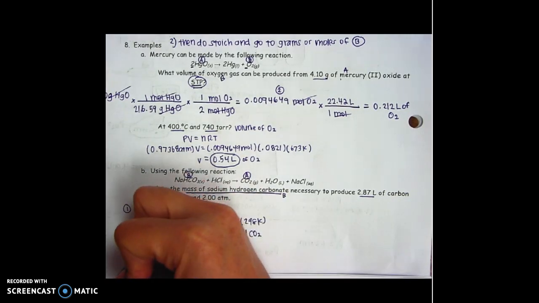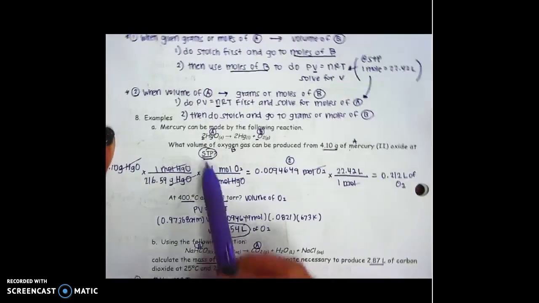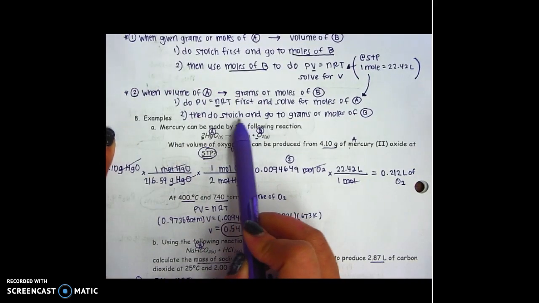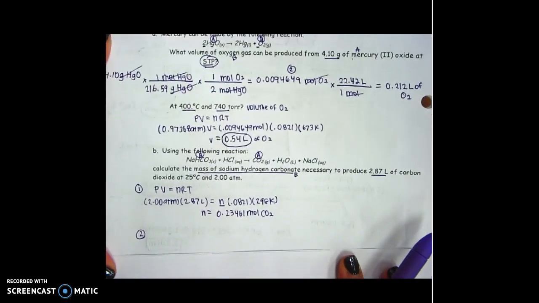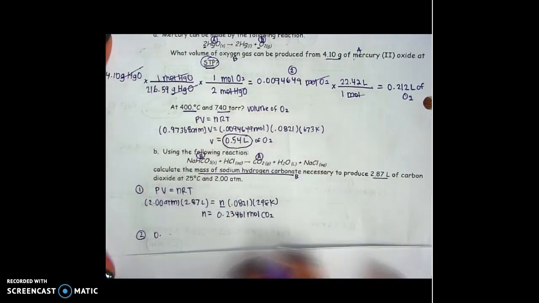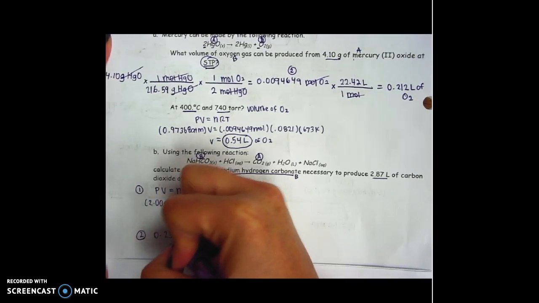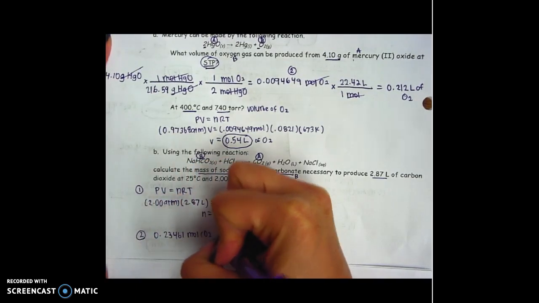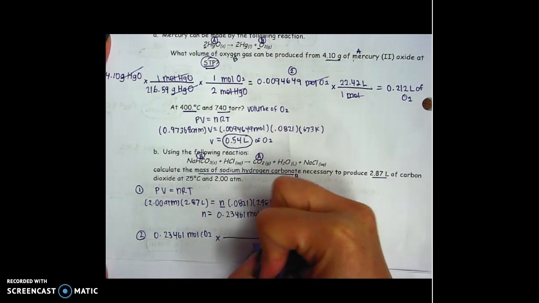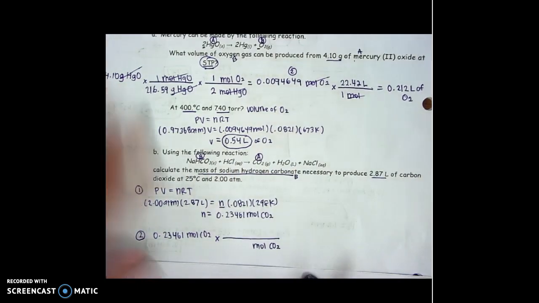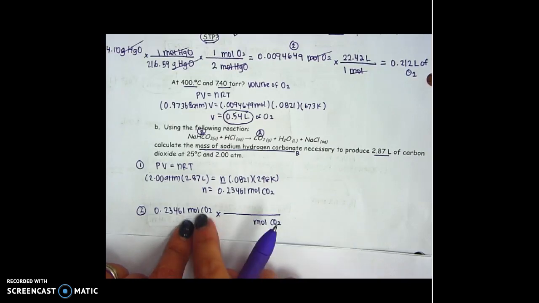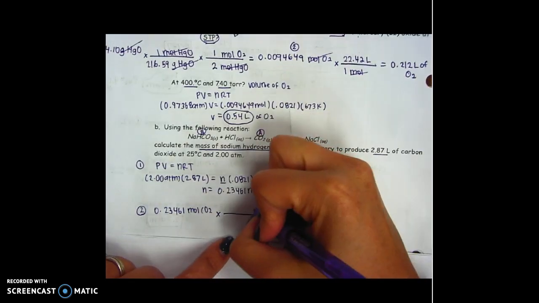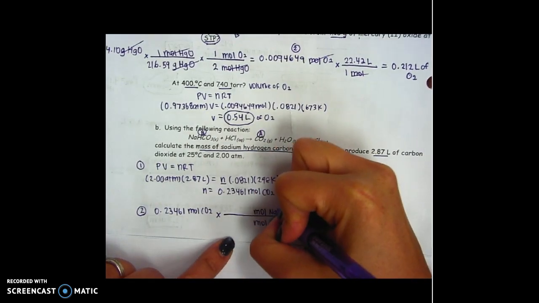So let's go into our second step. If you look back here, it says our second step is to do stoichiometry, and remember to go to grams or moles of B. So let's take a look at what we're starting with. I'm going to be starting with 0.23461 moles of CO2 as my A. Okay, now, if I'm already at moles, you do not need to use molar mass, right? We could skip a step. You already have the moles, so now we could go straight to the mole-to-mole switch.